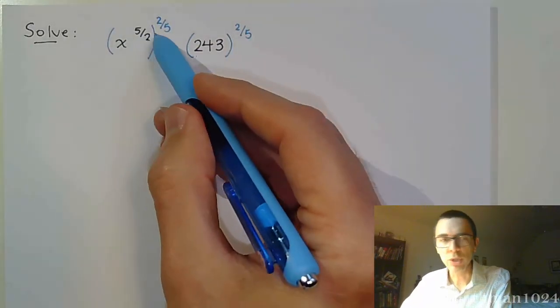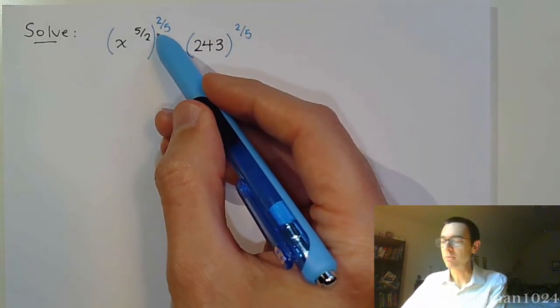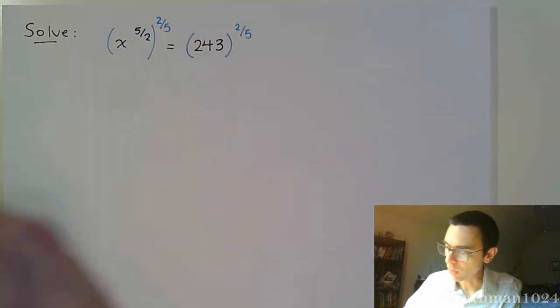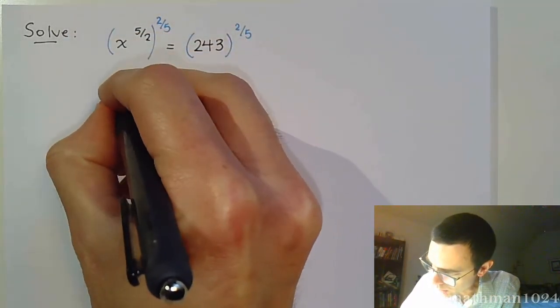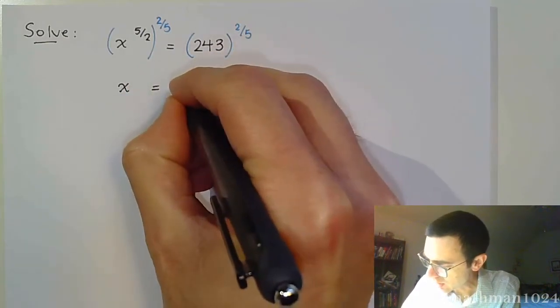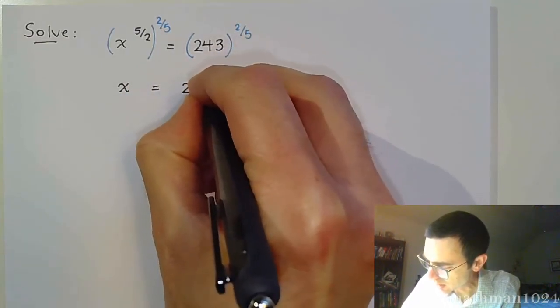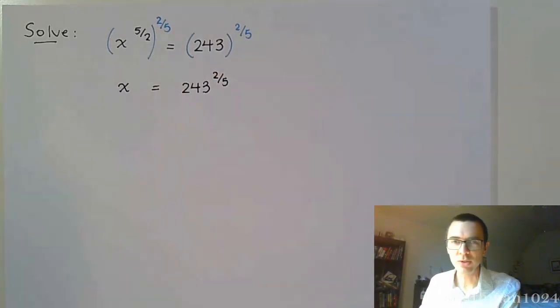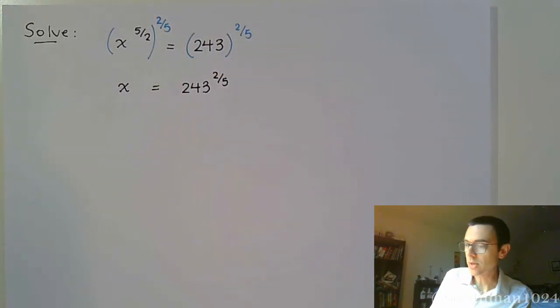Remember, when you do a power to a power, you end up multiplying. And when you multiply a fraction times its reciprocal, you just get 1. So here we would have just x. And then on the right side, this is 243 to the 2/5 power.